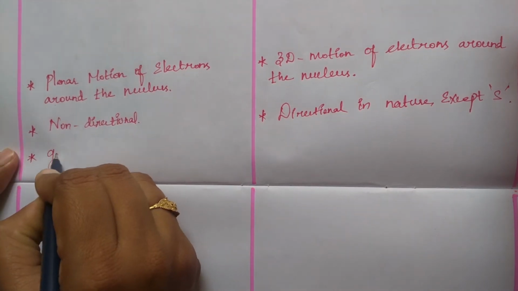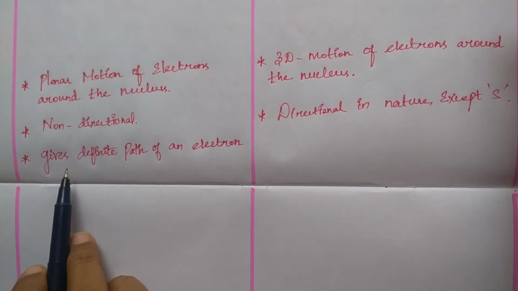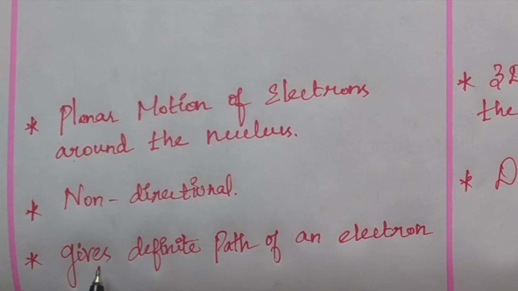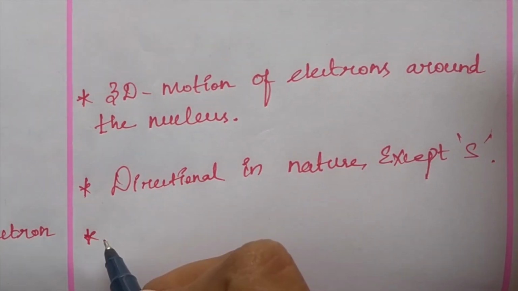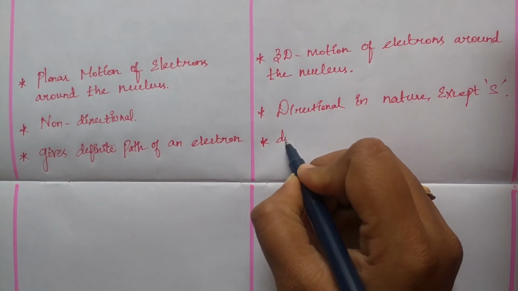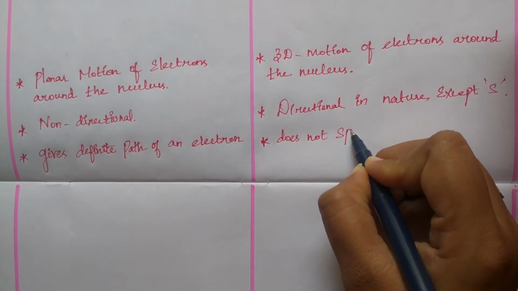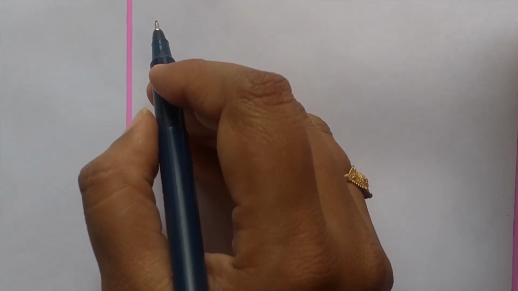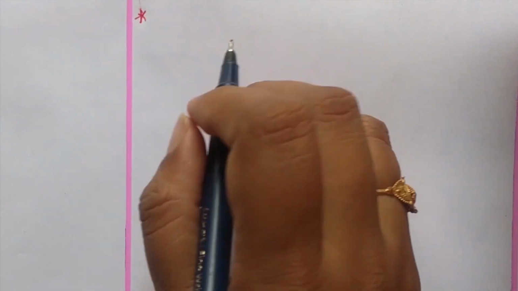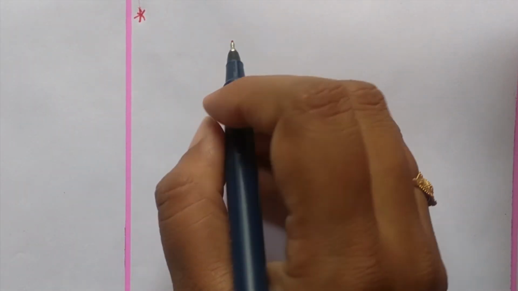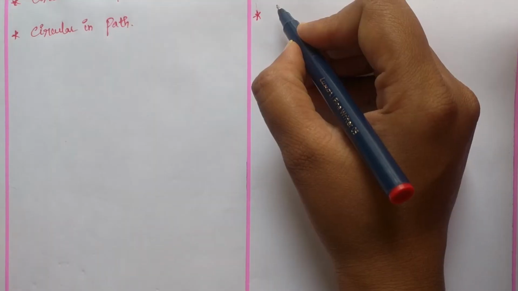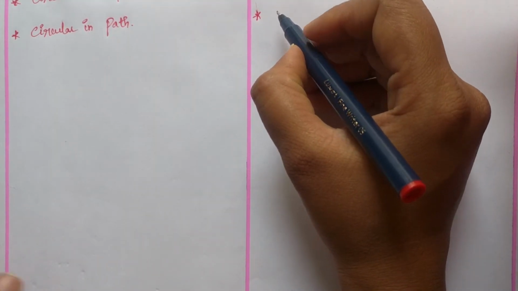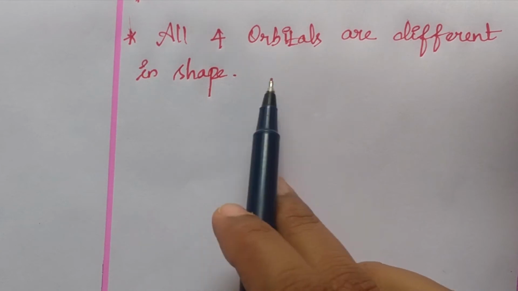An orbit gives a definite path of the electron. That means it gives information about in which orbit the electrons are revolving. But an orbital mentions where electrons are present and does not specify the path of the electron. Totally we have 4 orbits, K, L, M, N, and all 4 orbits are circular in path. All orbitals, that is the 4 orbitals s, p, d, f, are not circular in shape. They are different in shape.